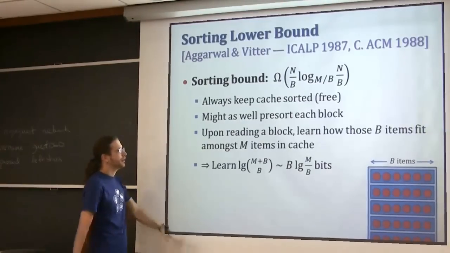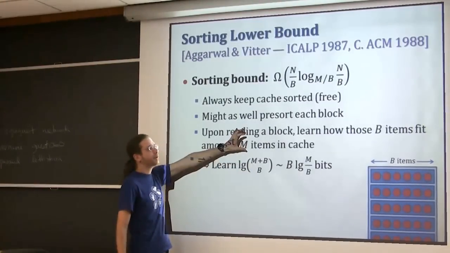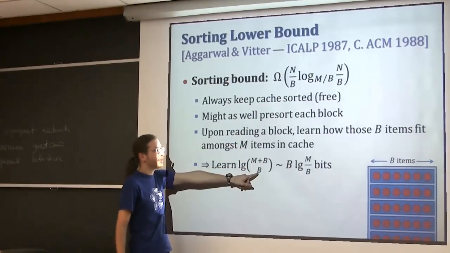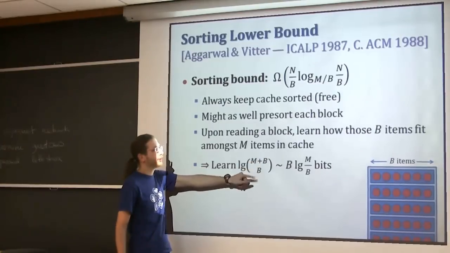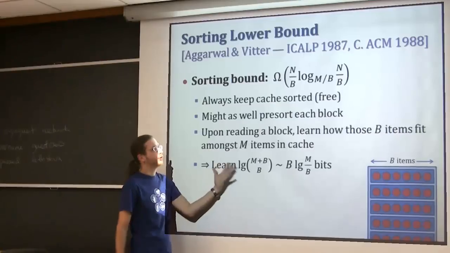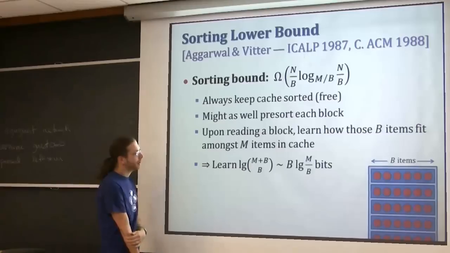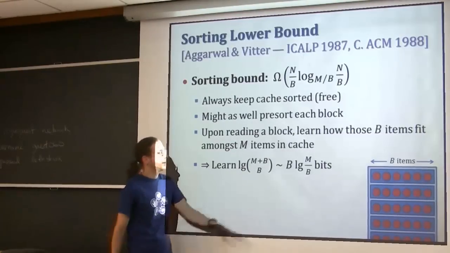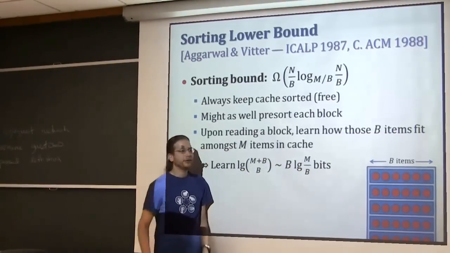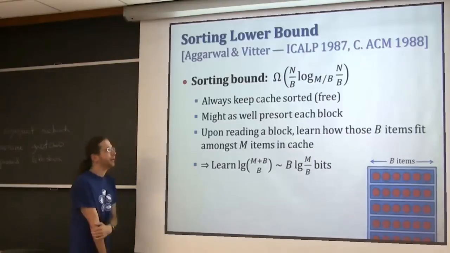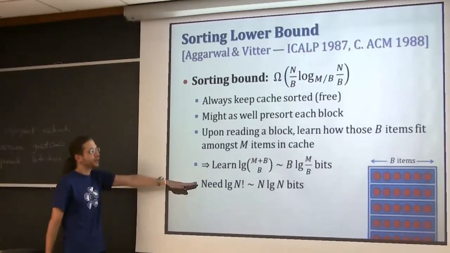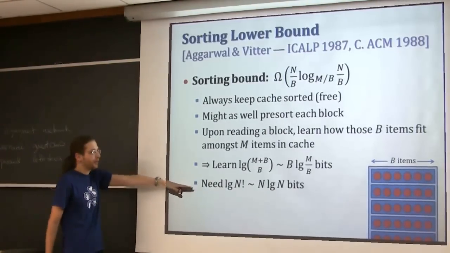And so the number of possible outcomes for that is M plus B choose B. So we have M plus B things, and there's B of them that we're saying which of the B in the order came from the new block. You take log of that, and you get basically B log M over B bits that you learn from each step. And the total number of bits we need to learn is n log n, as you know.